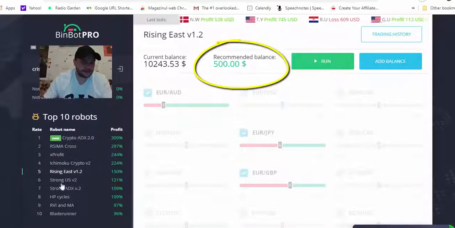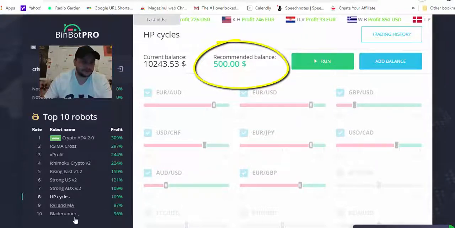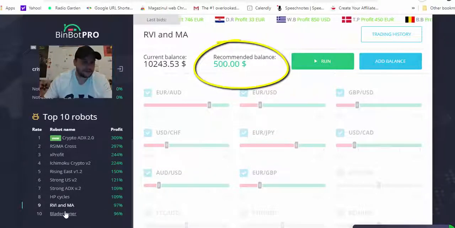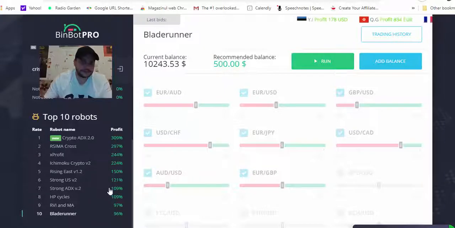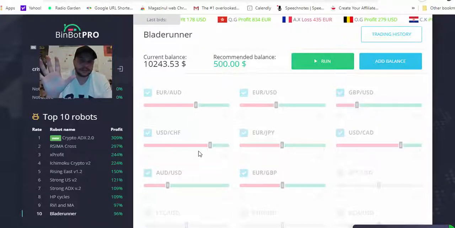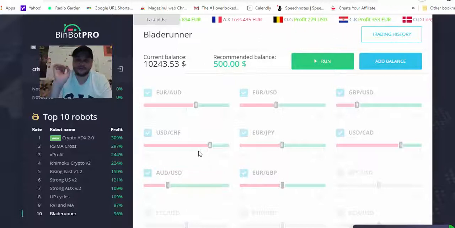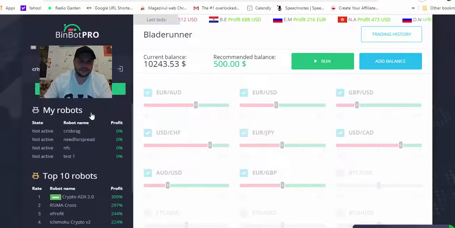Ichimoku Crypto $2,000, Rising East $500, Strong US $500, Strong ADX V2 $500, HP Cycles $500, RFV and MA $500, and Blade Runner $500. So the minimum balance you can start with Beanbot Pro is $500. So that's it, that's the presentation. Let's go and start the robot.